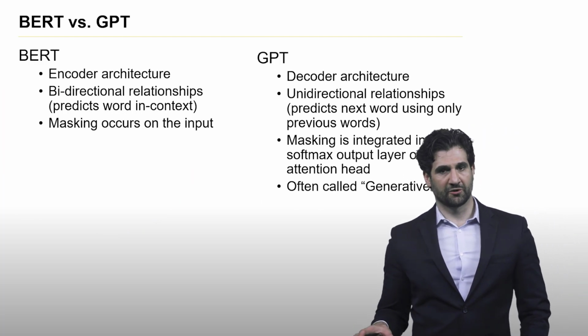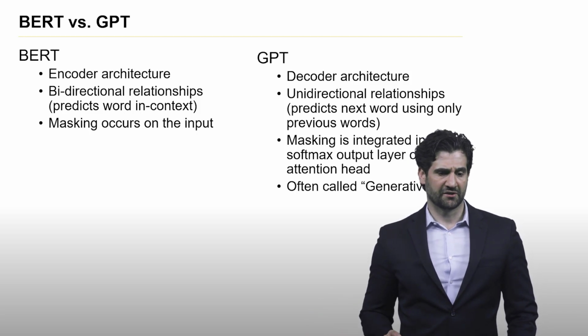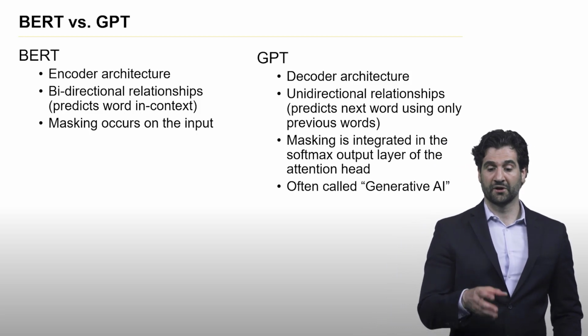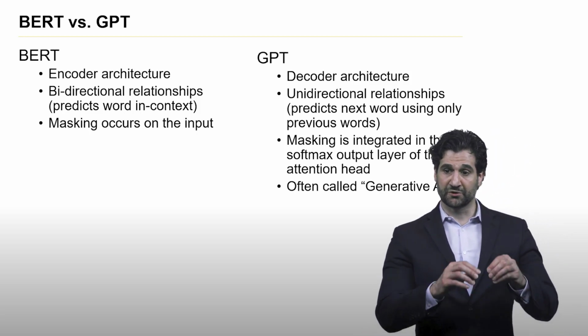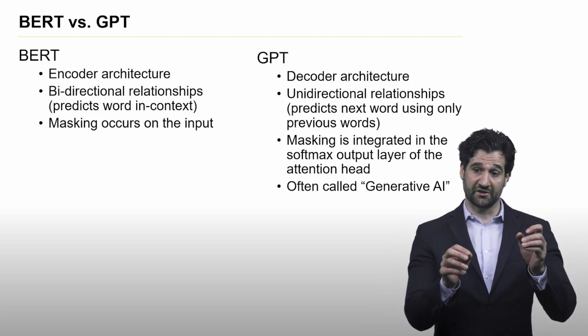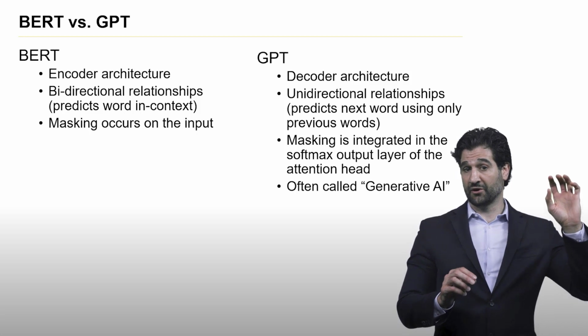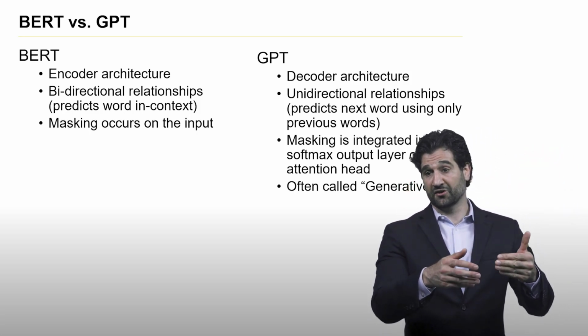And to get a little bit of a glimpse as to how these decoder models differ from the encoder models, consider BERT. Encoder architecture, it uses this bidirectional relationship. So when it masks a word in a sentence, it's predicting that word based on both the words that come before and after. And this masking occurs on the input.